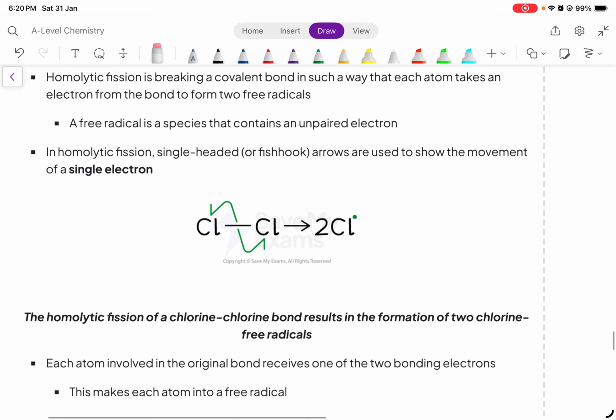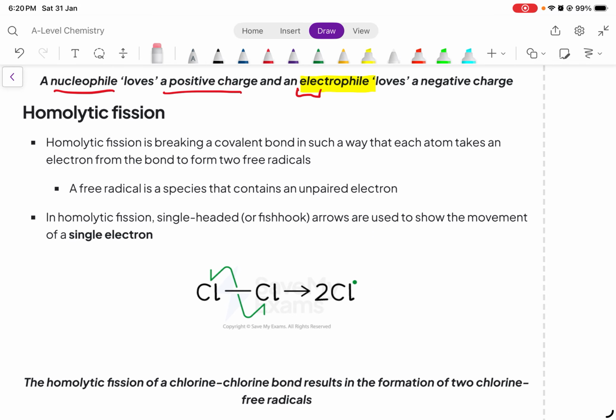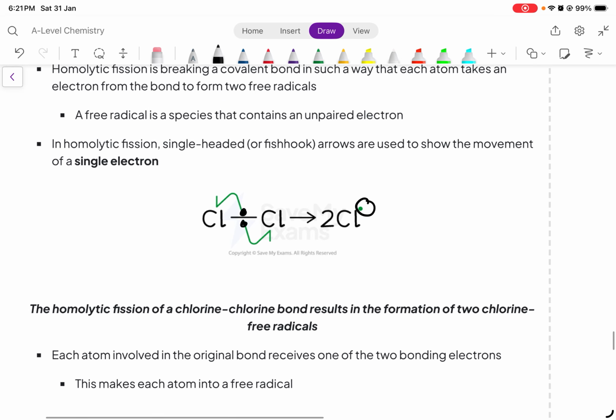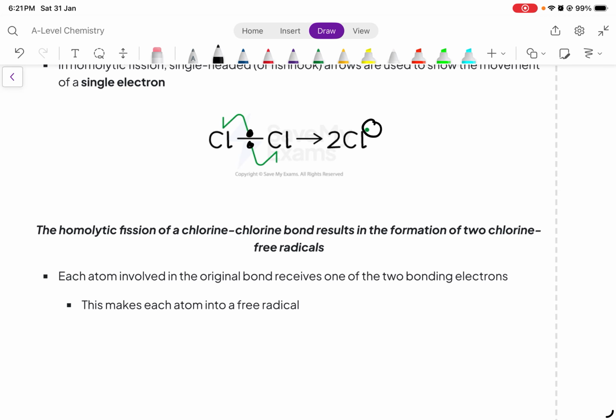Now, sometimes we draw a fish hook, or single-headed arrow, which looks a bit like this sign. Kind of like it, but it's different. This means one bond has one electron going to each atom. This is homolytic fission. As mentioned, this is homolytic fission. And the free electron, or single electron, we draw out. You will see in some cases we have dots that represent a free radical.